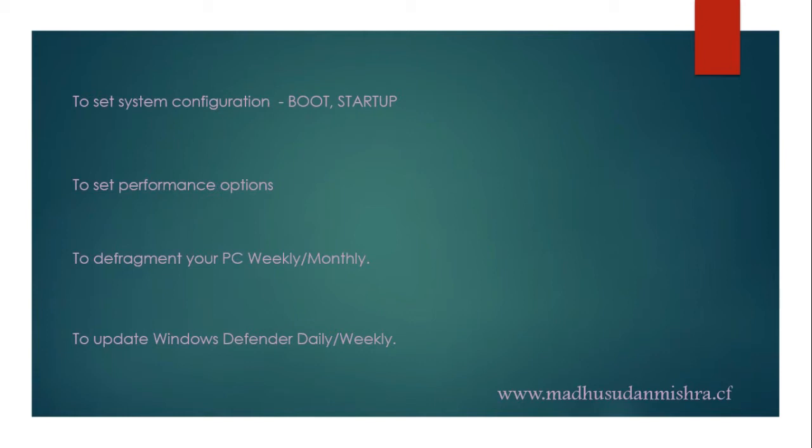So guys, these are the steps which we are going to follow to speed up the computer or the operating system. The first step is to set the system configuration, where we are going to look at the options boot and startup. The second is to set the performance options so that we can increase the speed. And the third, we are going to see how we can defragment the PC at a weekly or monthly frequency so that we can increase the speed.